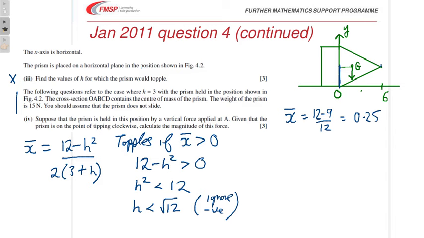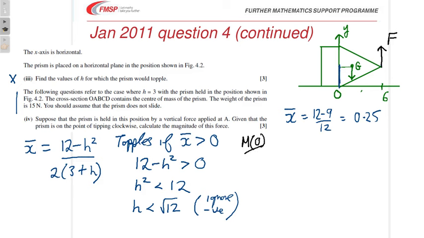Right, and now they say, suppose the prism is held in this position by a vertical force applied at A. Okay, well, the vertical force applied at A would look like that then. Let's just call it F. And you can see what's got to happen. F has got to counterbalance the turning effect of the mass at G, of the weight of the prism. So let's take moments about O.